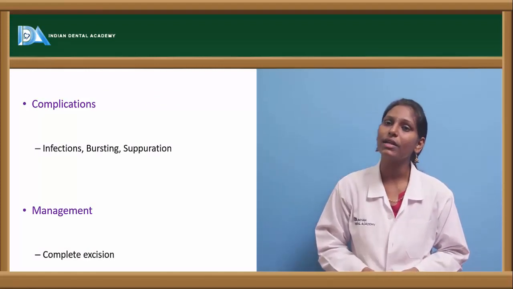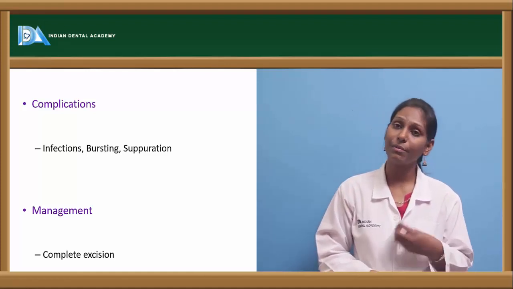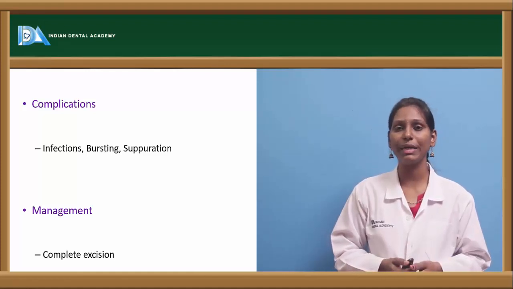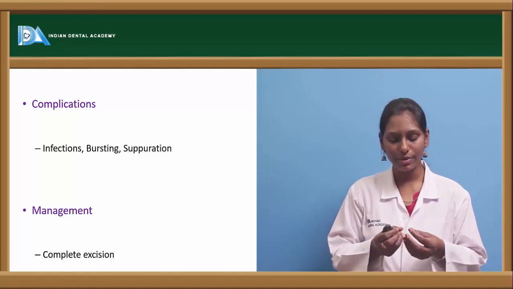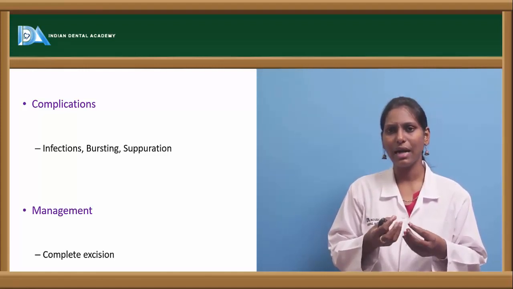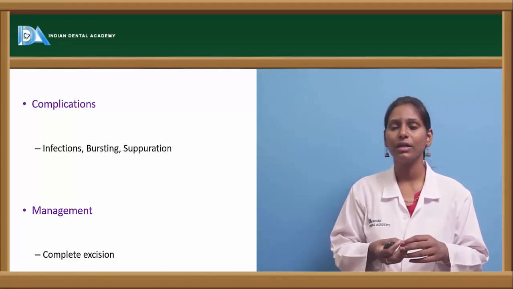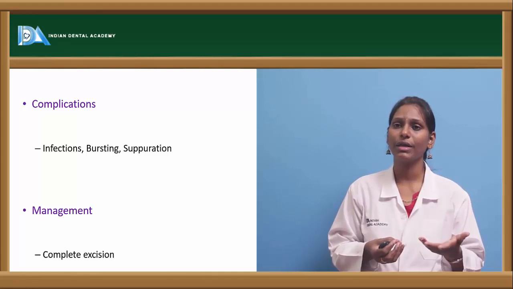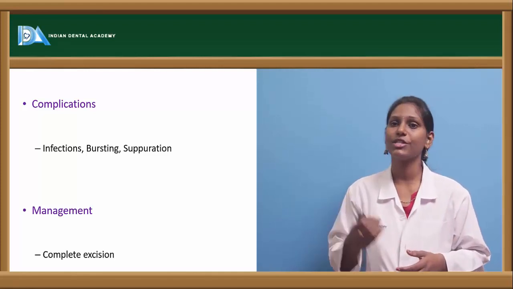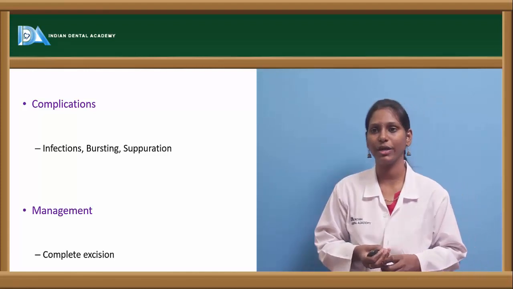And complications are secondary infections, which may make the cyst more painful, and bursting can be seen because of the highly tense cyst. Because of its tense nature, it can burst, leading to the fluid coming out of it. It can become an ulcer later, and suppuration is also one other complication of your implantation dermoid.